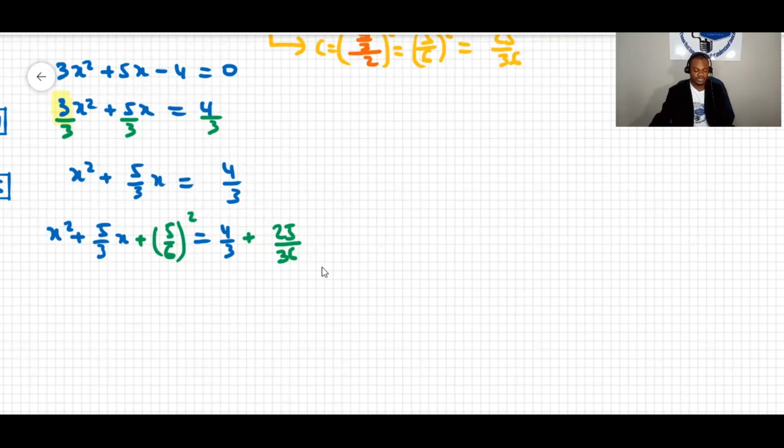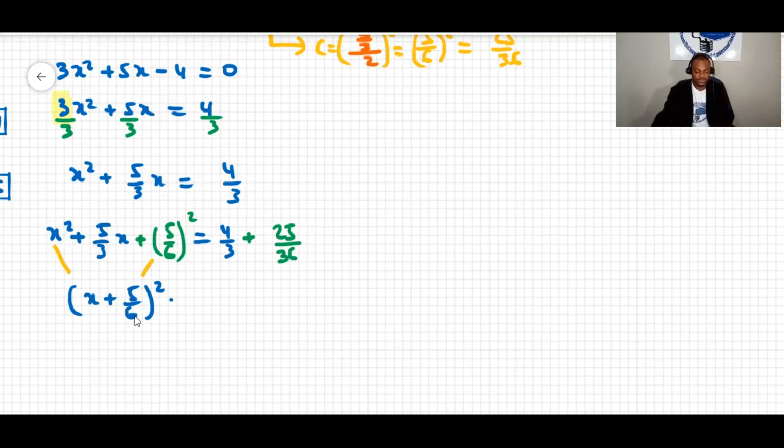So now what I can do is just take the bases, x and the 5/6 only. Now this will be (x plus 5/6) to the power of 2. And someone may say, what about the 5/3 x? Where did it go? The 5/3 x is in this bracket. If we expand that bracket, we will retrieve the 5/3 x.